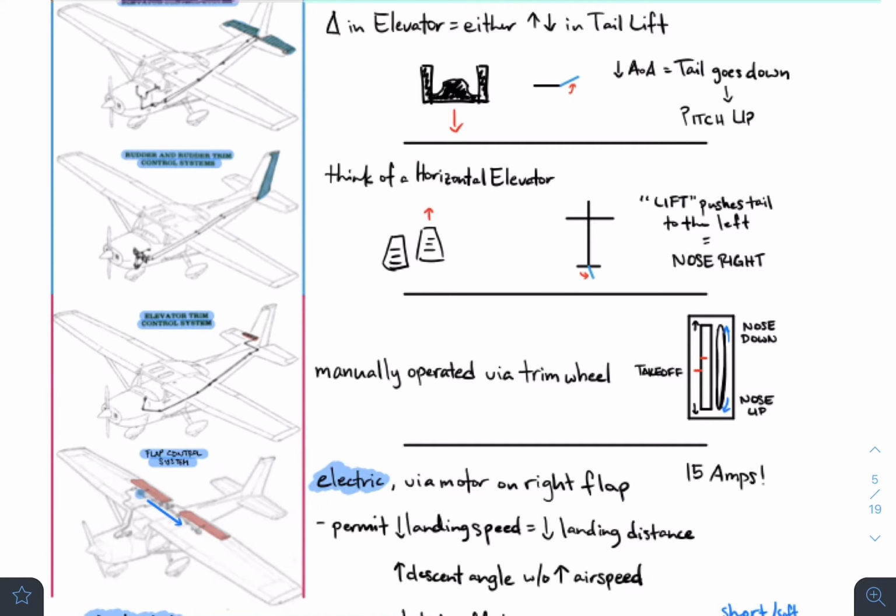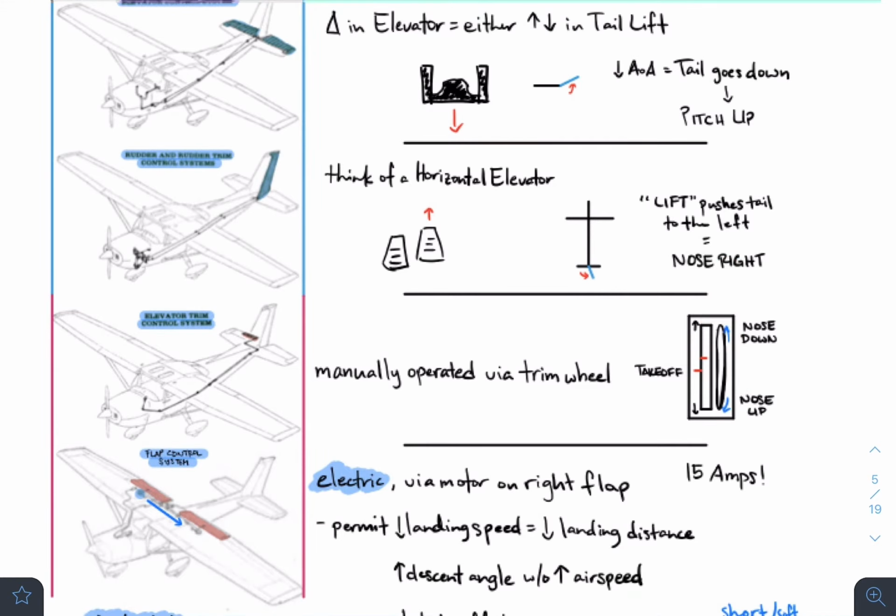If I want to pull up or if I want to make my nose go up, I'm just going to rotate a couple of times down on the trim wheel. If I want to pitch down or reduce the upward pressure, I'm going to roll it down.